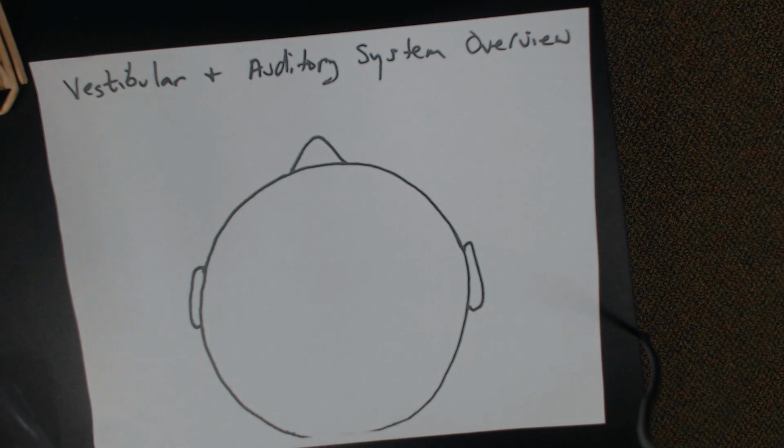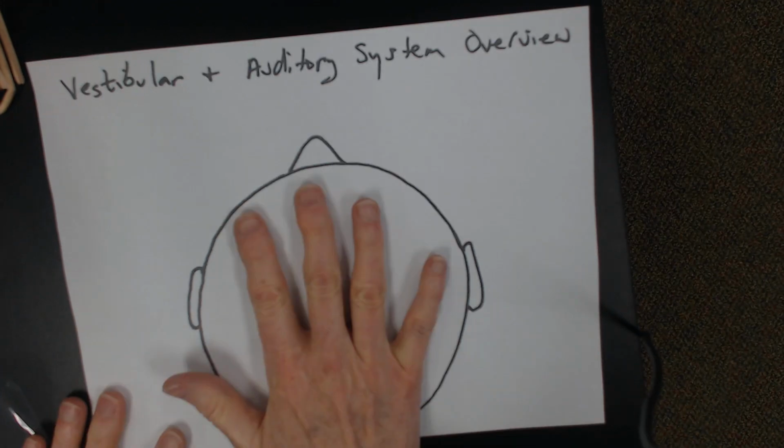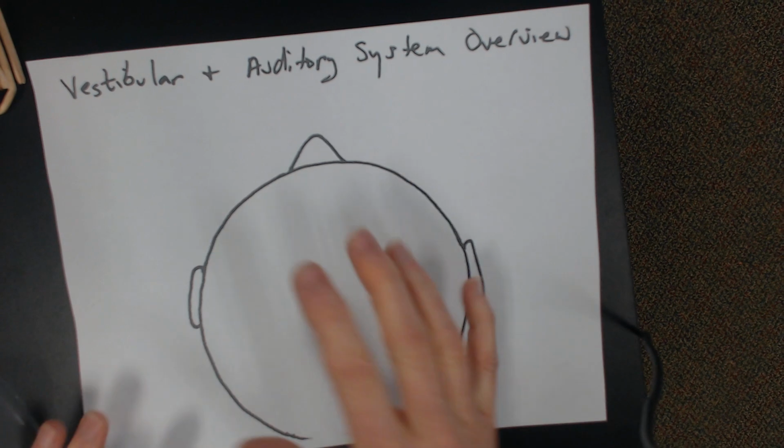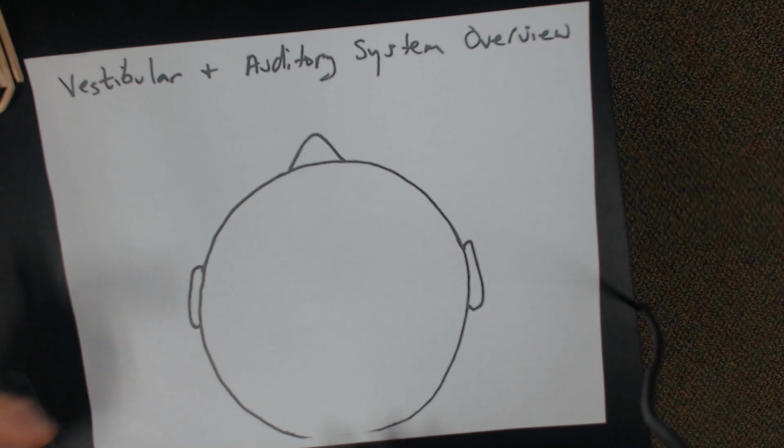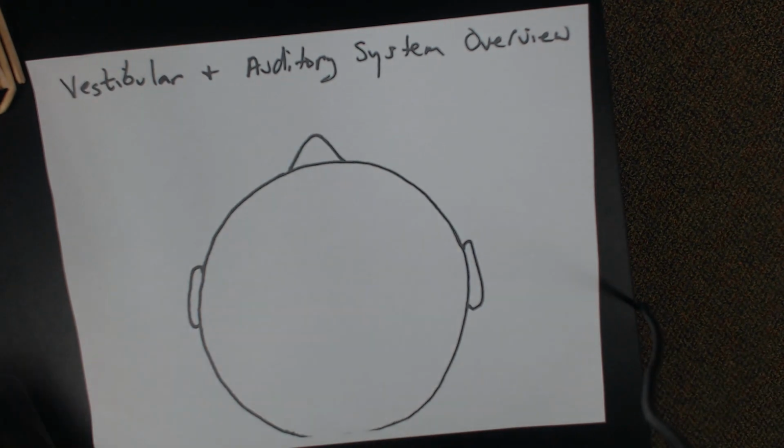So, today we're going to talk about the vestibular and auditory system, and this is just the basic overview. Okay, we're going to put everything together so you have a feel for where everything is. And this is looking down at a person's head. Okay, these are ears, and this is a nose coming forward. So we're just going to draw the vestibular and auditory systems in here.